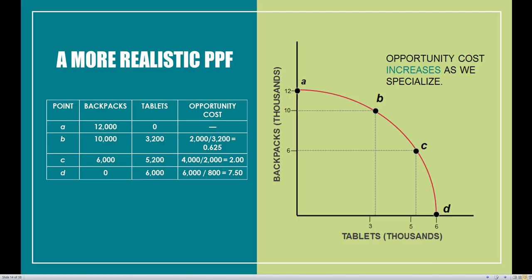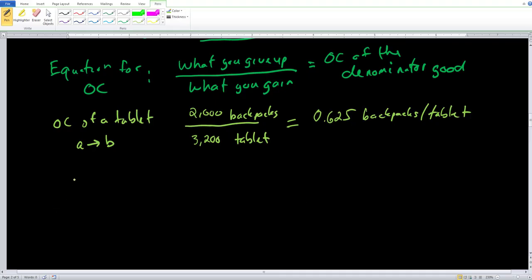Keeping the scenario in mind, let's go ahead and find the opportunity cost of a backpack instead. So here we can obviously go the opposite way as well. We use the same methodology, just going in the opposite direction. So opportunity cost of a backpack. And let's go ahead and do it from point D going to point C.